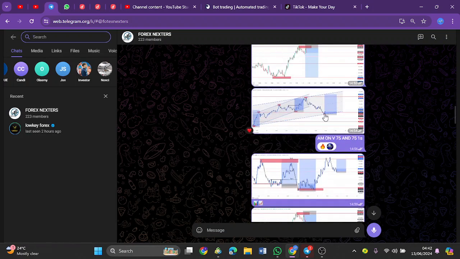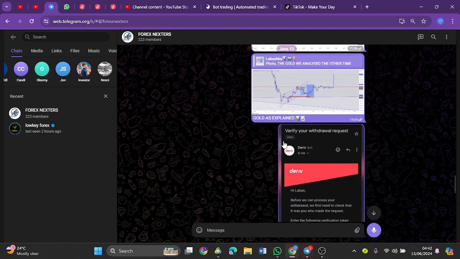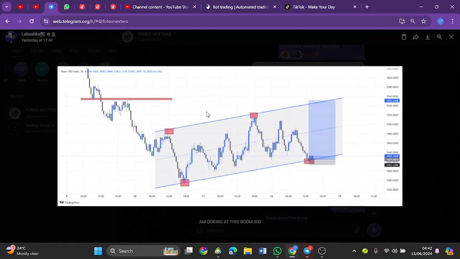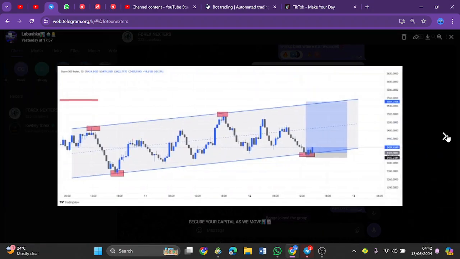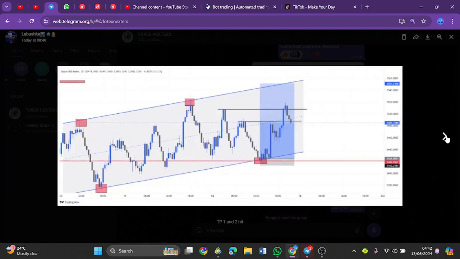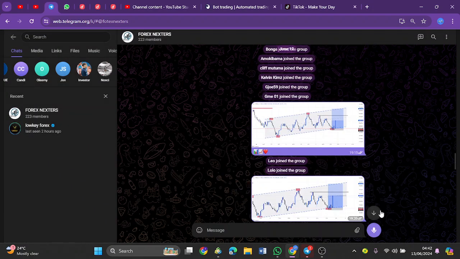And this was before. For example, this was our before. You can see the after. This was Boom 500, and you can see how we catch the spikes. This is how we trade now. This was Volatility 75 (1s) before, and so far so good.